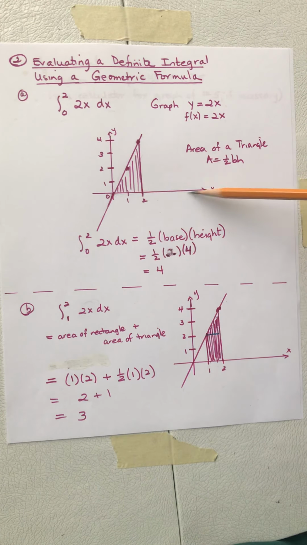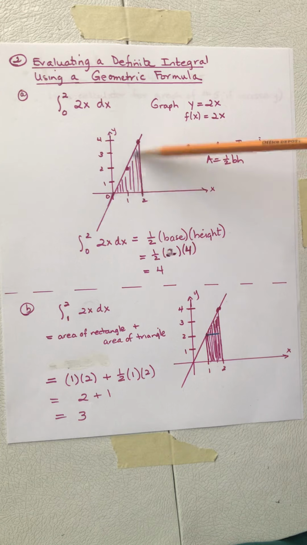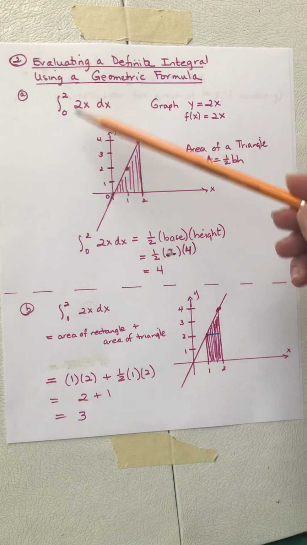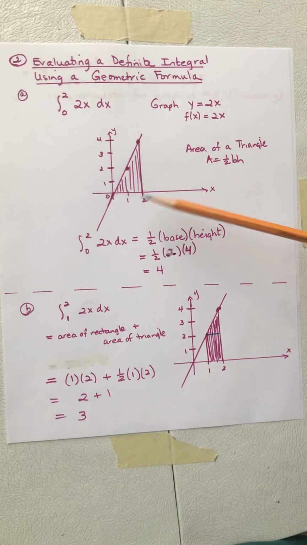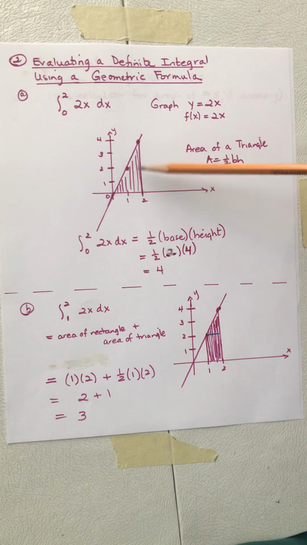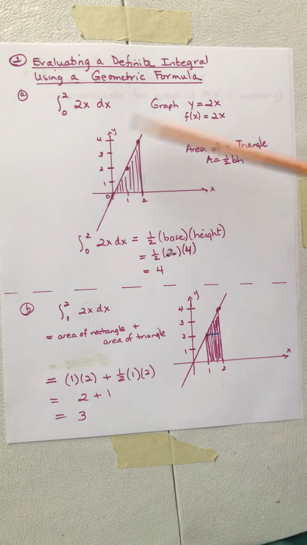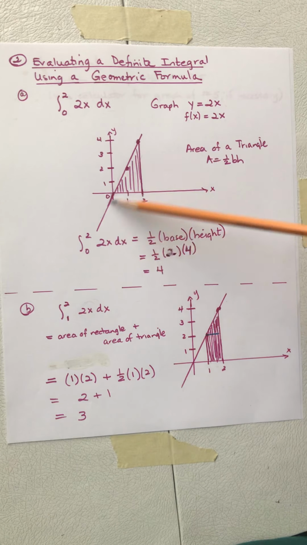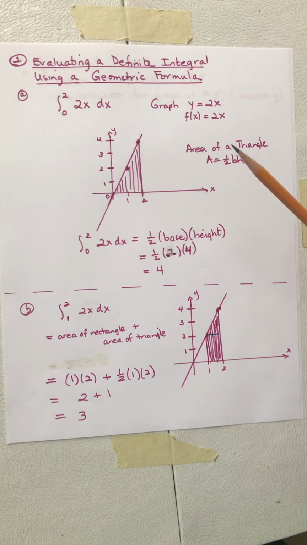and bounded by the x-axis. So I'm just shading this. What have I made? I've made a triangle. So since the integral from 0 to 2 of 2x is really the area, represents this area, I don't need calculus to find an antiderivative. I can just use my geometry because this is made up of line segments and it forms a triangle.